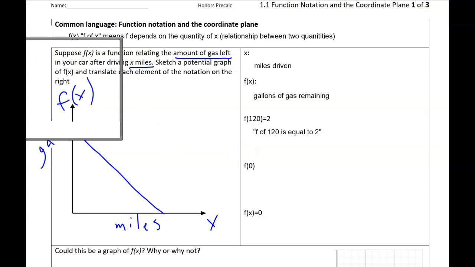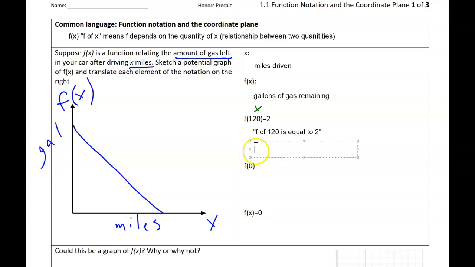Now, if I'm looking at this, what I'm thinking is that usually there's an x inside that f. So 120 is an x value. And that means 2 must be a y value, or 2 is a value of f. So what this means in normal human language is that if x is a number of miles, it means that after 120 miles, you have 2 gallons remaining.